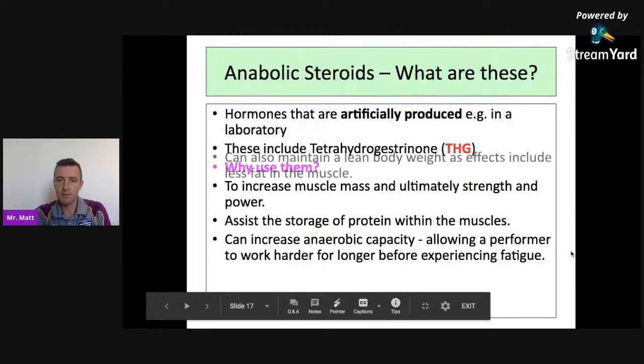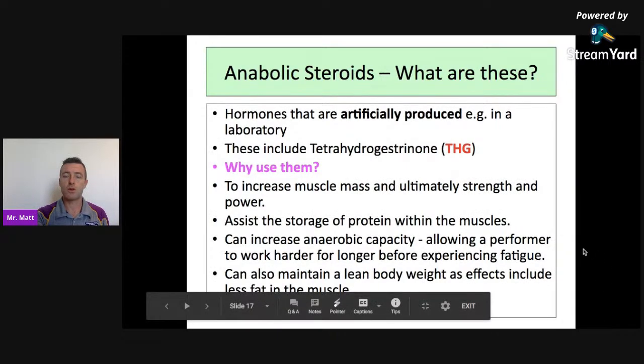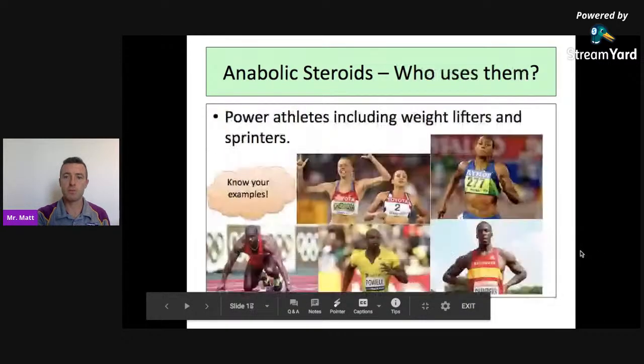on your body. And it can also help to maintain lean body weight as well, lean body mass, as it basically allows you to include less fat within the muscles. So it's going to basically increase your muscle mass and your power output. But there are some problems as well.